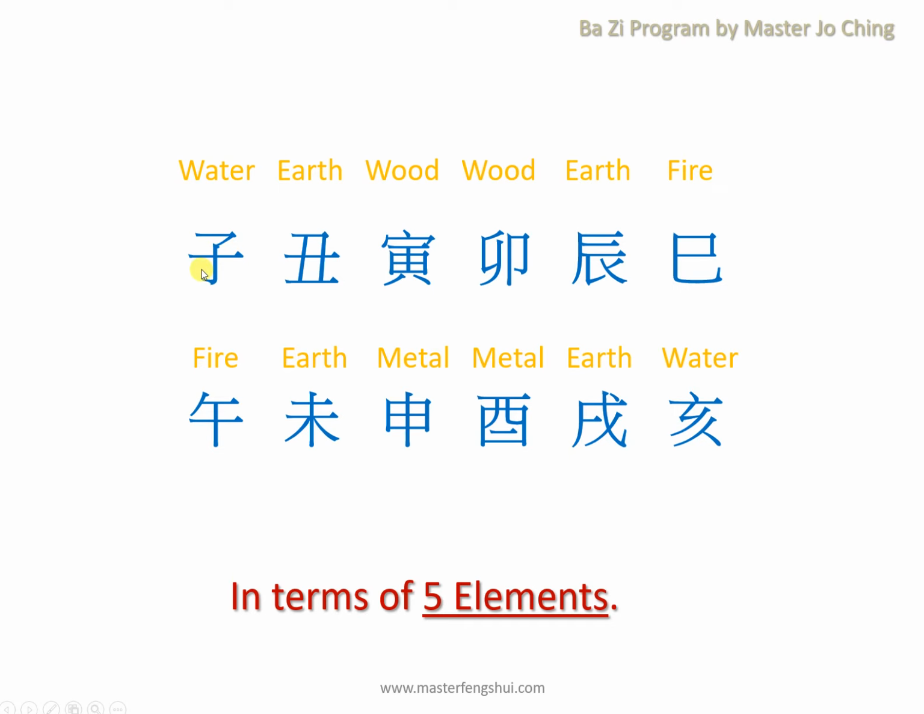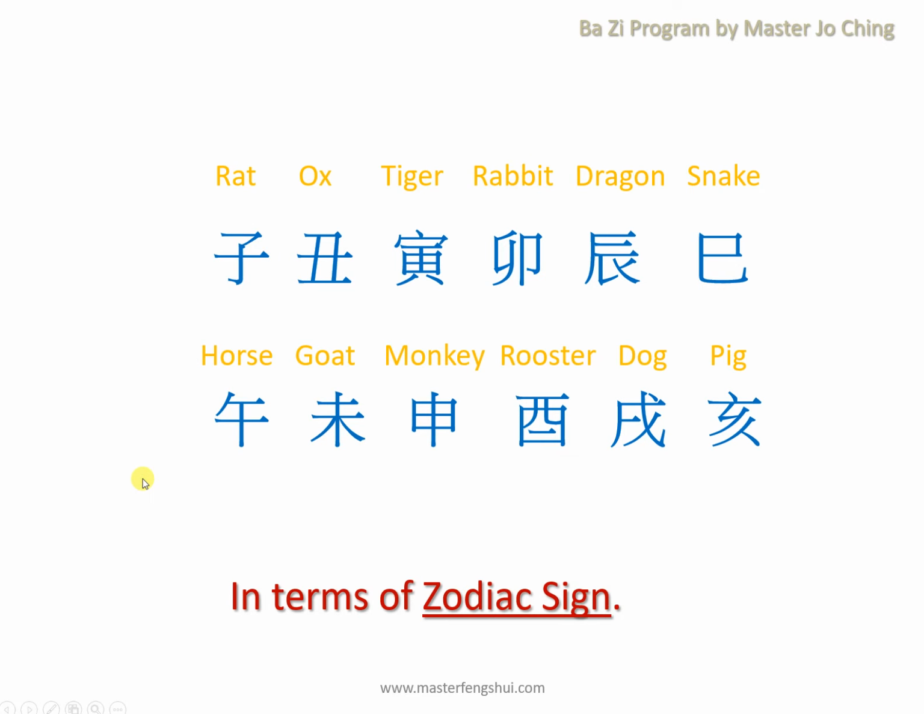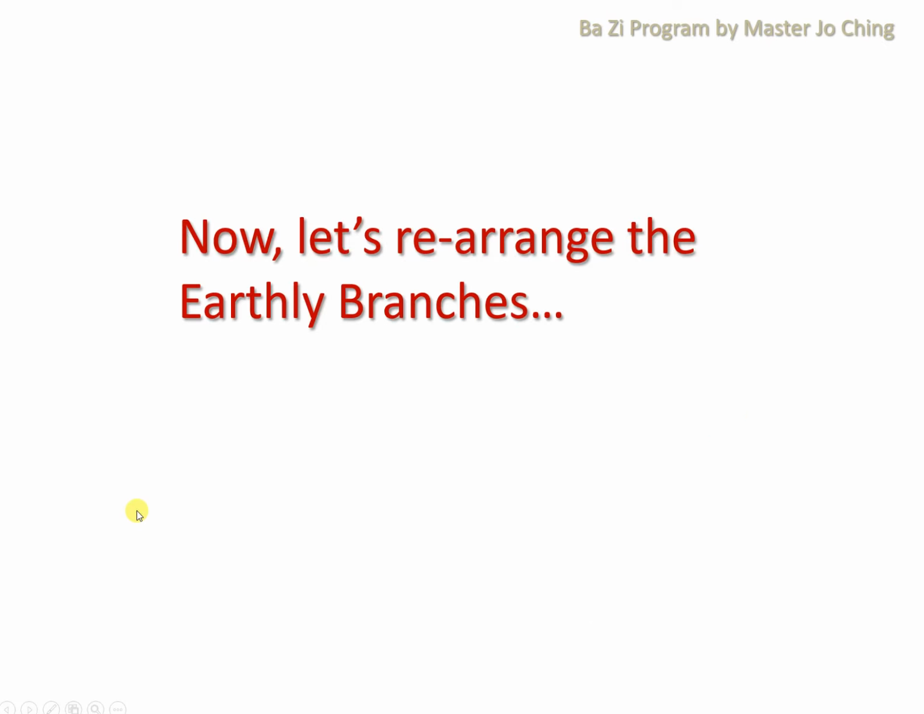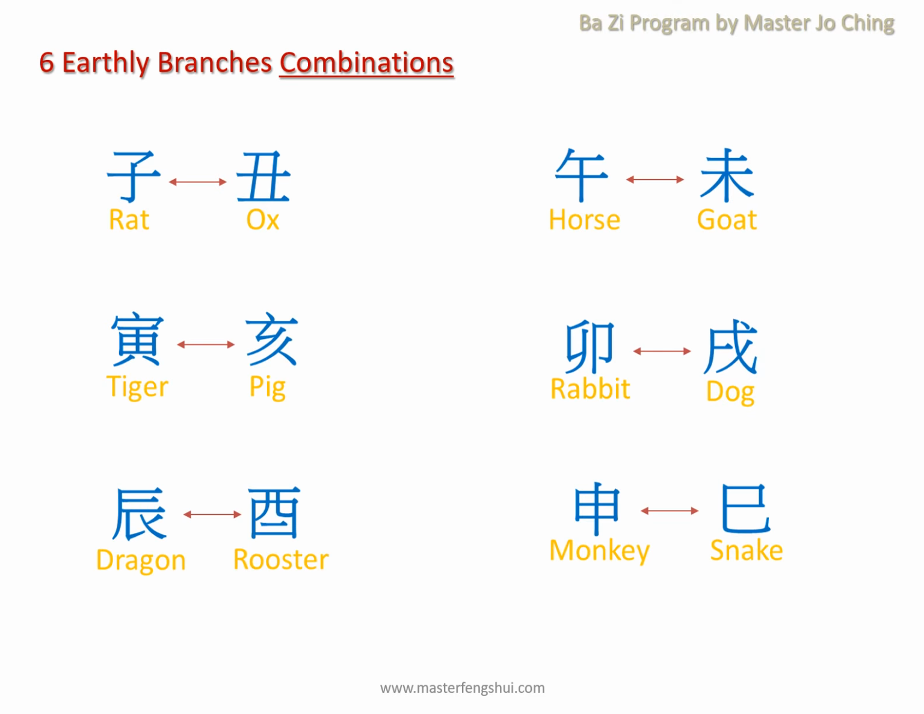So we have, in terms of 5 elements, 子丑寅卯辰巳午未申酉戌亥, and these are the so-called element that is attached to it. And also this is in terms of the zodiac sign, like 子 is rat, 丑 is ox, 寅 is tiger, 卯 is rabbit, and so on and so forth. Now I want to rearrange the earthly branches in such a manner. I'm going to arrange them like this.